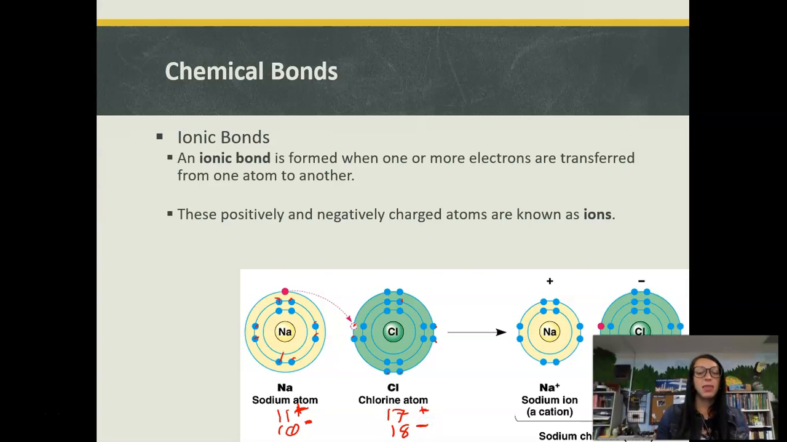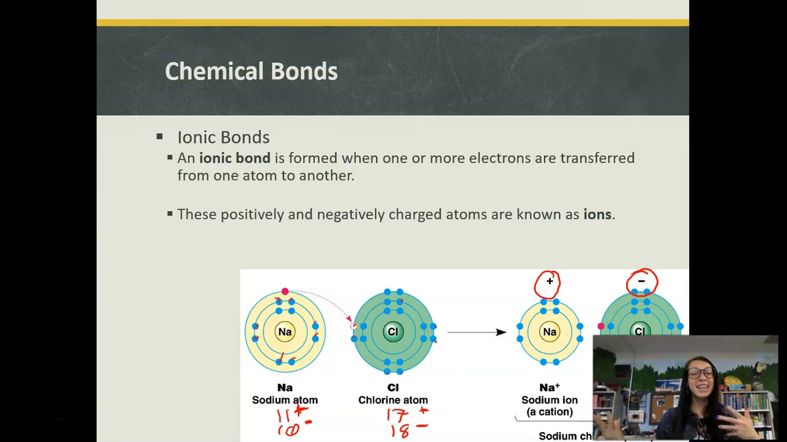If you do the math, that means sodium is going to have a positive charge of 1, and chlorine is going to have a negative charge of 1. If chlorine had accepted 2 electrons, it would have a negative charge of 2, and sodium would have a positive charge of 2. But again, we just exchanged 1.